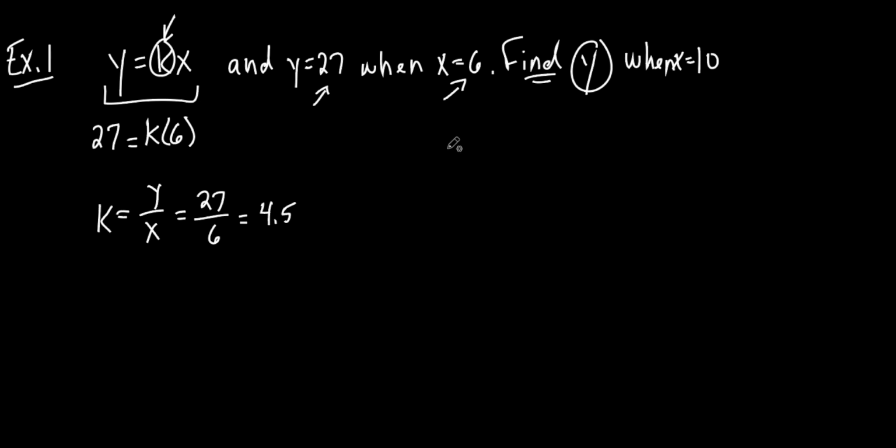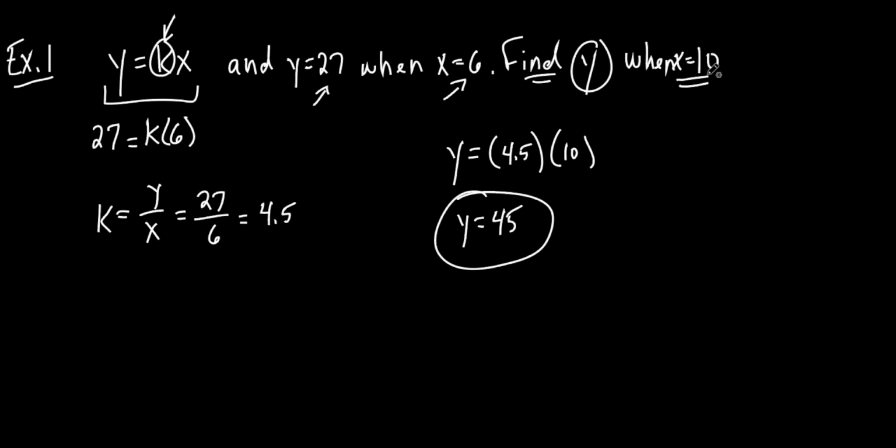Y is already by itself right there, so y equals k times x. I just found k. What is it? 4.5 times x. What's my new x now? It's 10. So I put in a 10 right there, and then I just multiply it, and that's my answer. That's just 45, and there you go. So when x is 10, you could think of the graph if you wanted to. Y is going to be 45. If x was 6, y is what? 27. You could put any numbers in there if you wanted to, as long as you know your constant. So that constant right there, that's a really important thing to find.